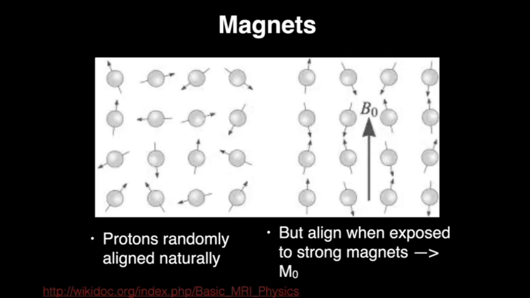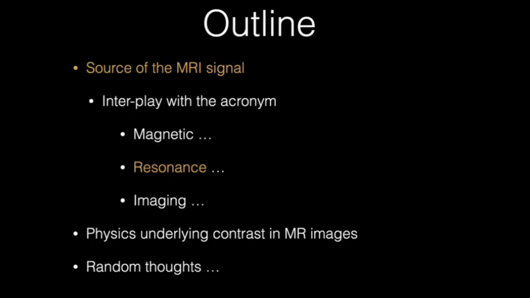This is similar to taking a magnet and putting it against a piece of iron or steel that was not magnetic, and then that piece of material becomes magnetized. So similar effect, but smaller magnitude. Okay, so now we have our magnets.